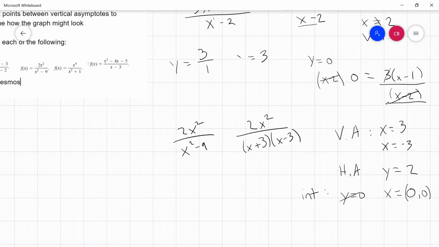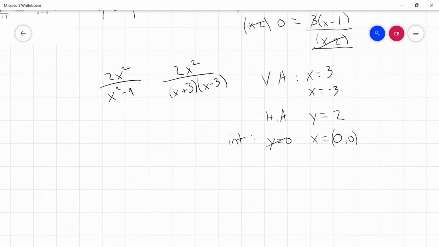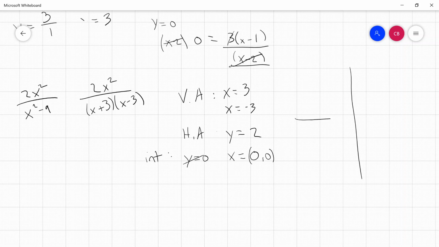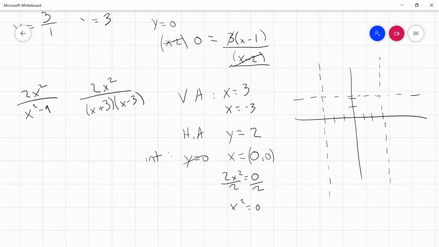And then I think we're good on everything. So let's put all this together. We have x equals 3. 1, 2, 3. We draw a vertical asymptote. 1, 2, 3. We draw another vertical asymptote. y equals 2. That would be up here. 1, 2. We draw a horizontal asymptote. Okay, now one thing to point out, we have 2x squared is equal to 0, so that means we divide by 2, x squared is equal to 0, so the square root of x squared is equal to 0. Remember, so 0, 0 is a point on this graph.